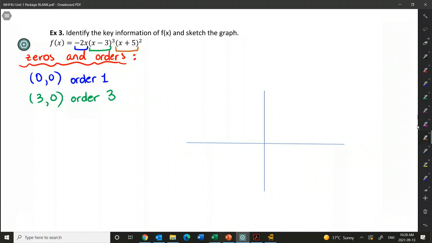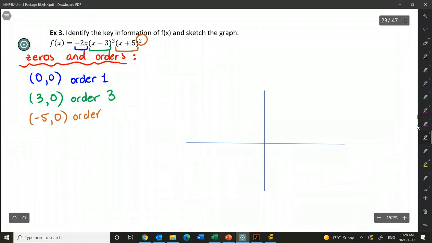Last one. Jacob? Is it negative 5? It is negative 5. Any idea on order for this? Order 2? Order 2. Perfect. Exponent of 2 on the outside.